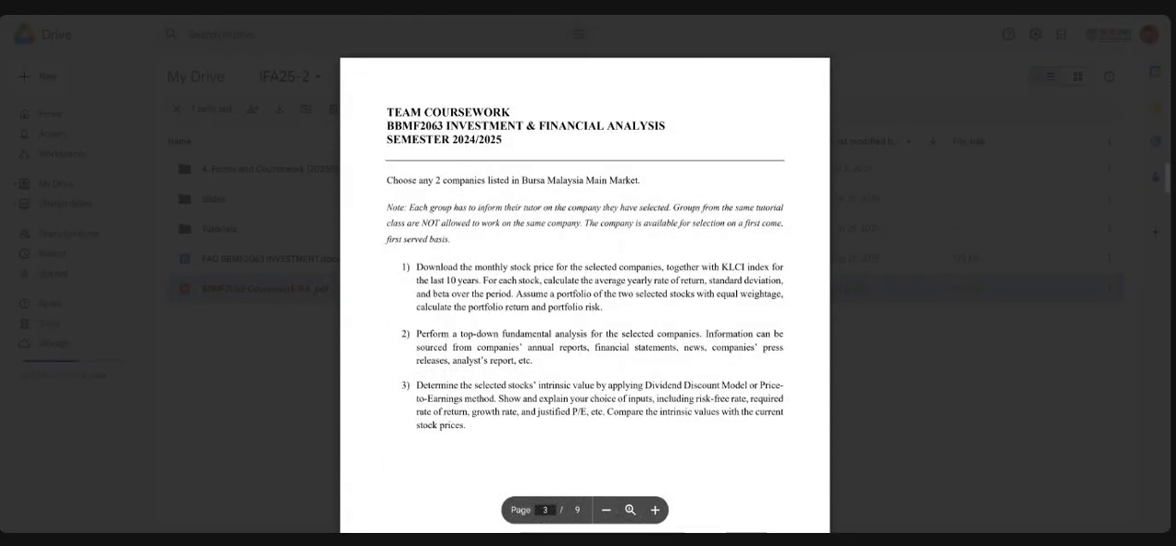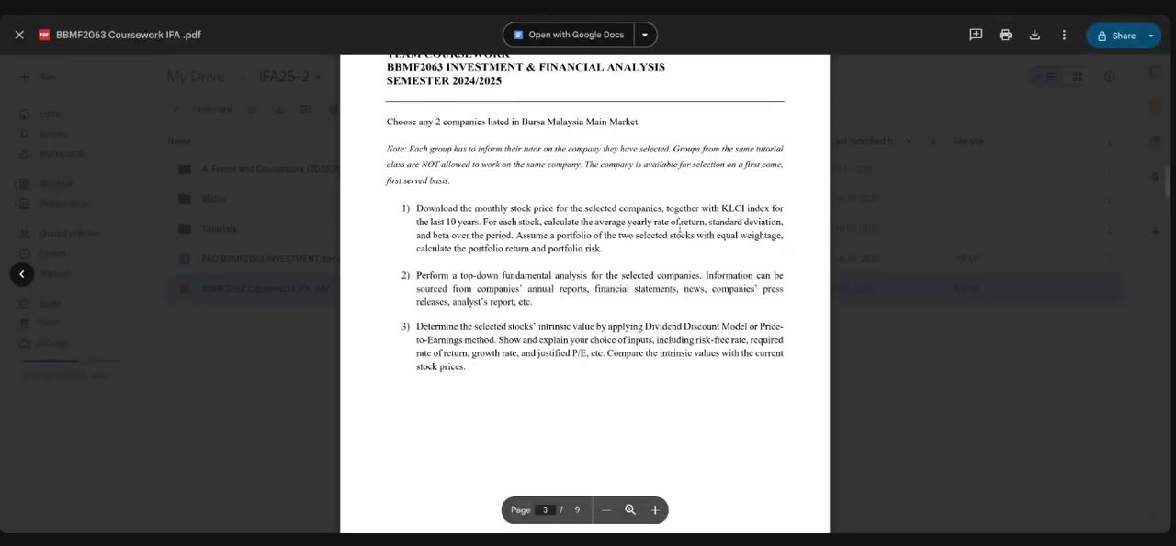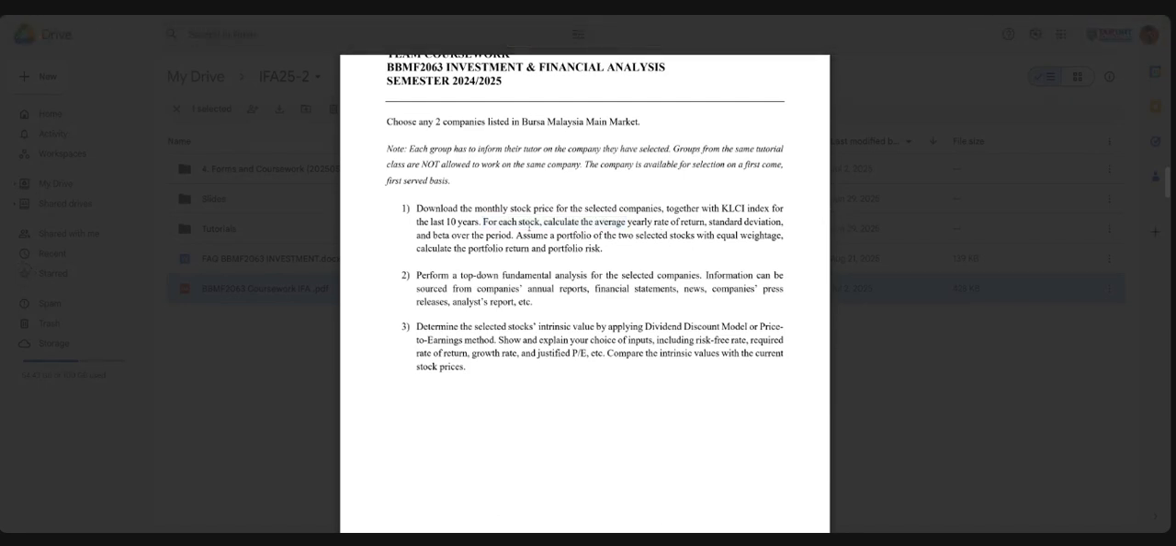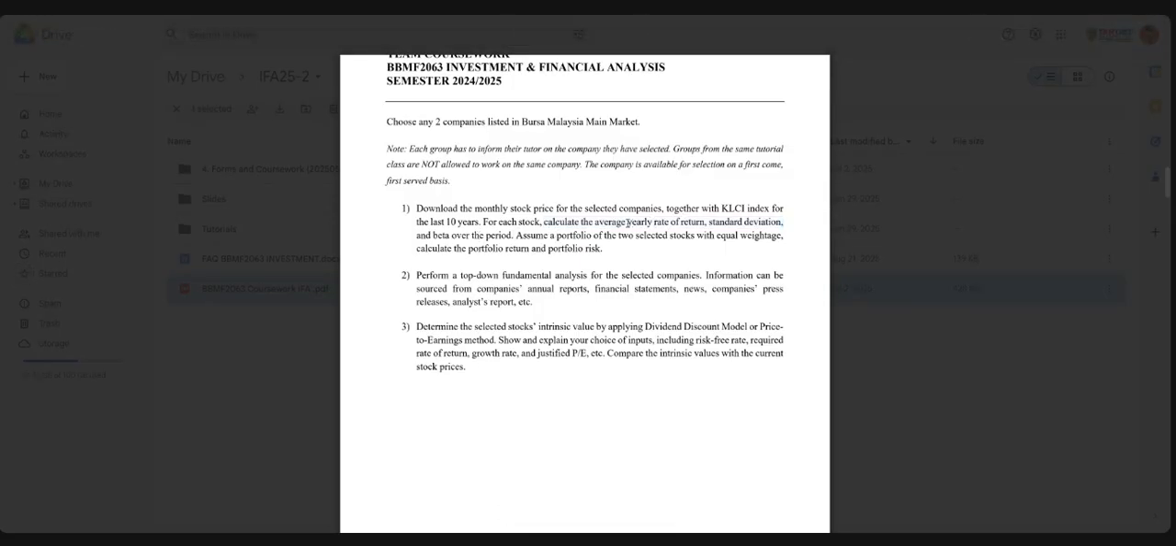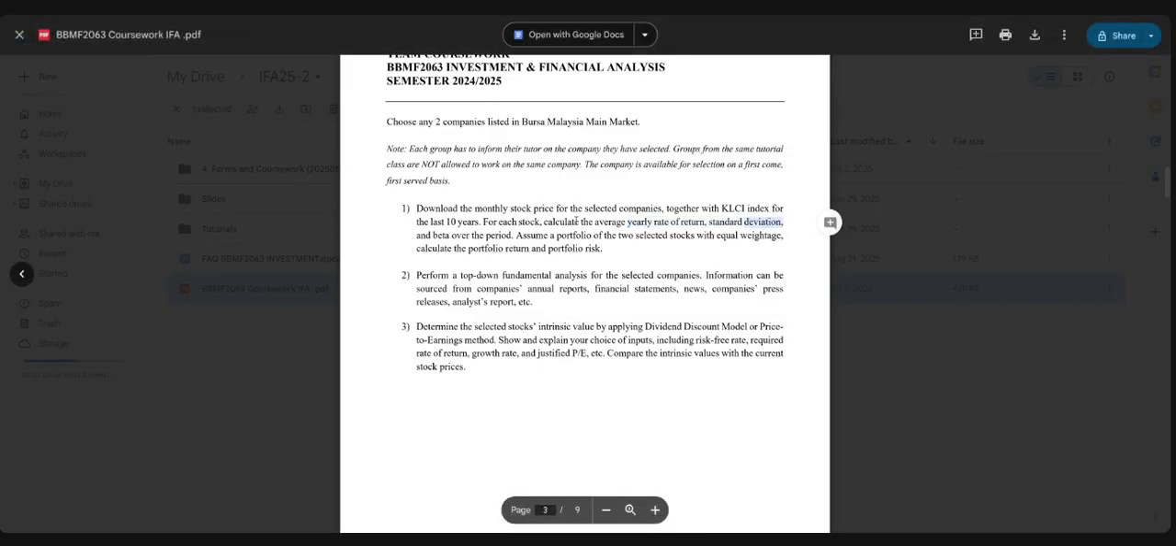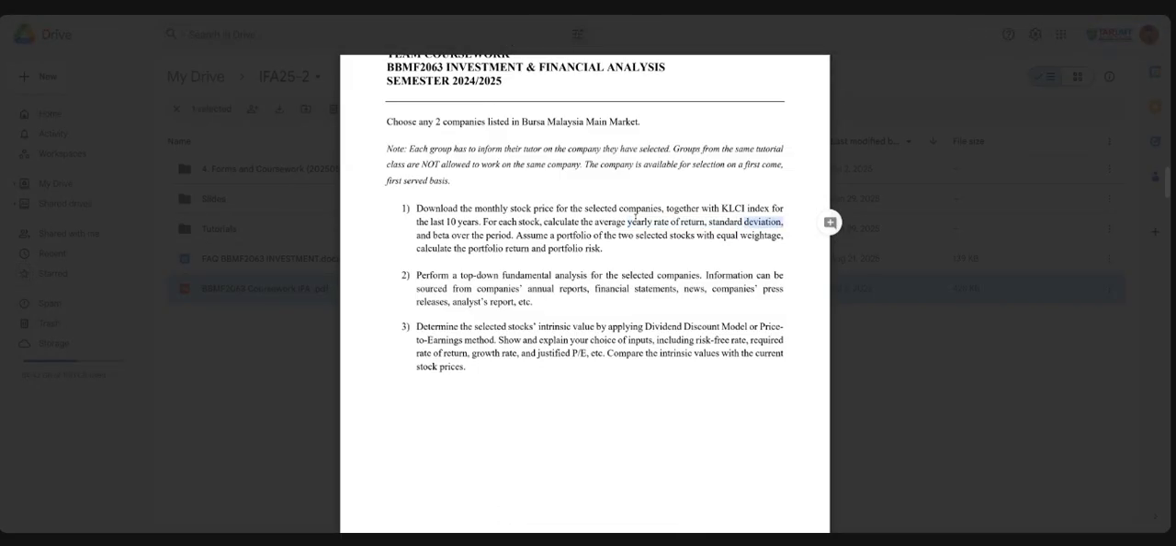Download the, okay, for each stock, calculate the average yearly rate of return, standard deviation. That means the standard deviation will be based on yearly, yearly standard deviation. You have the average yearly return. You got how many years?